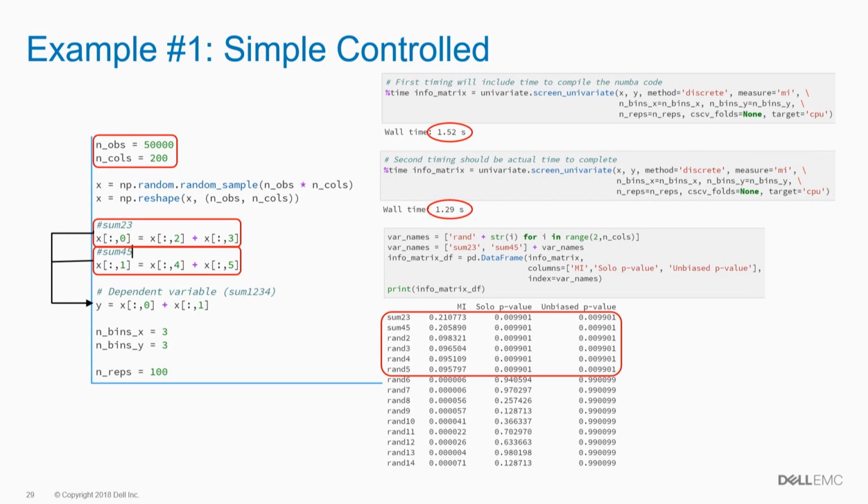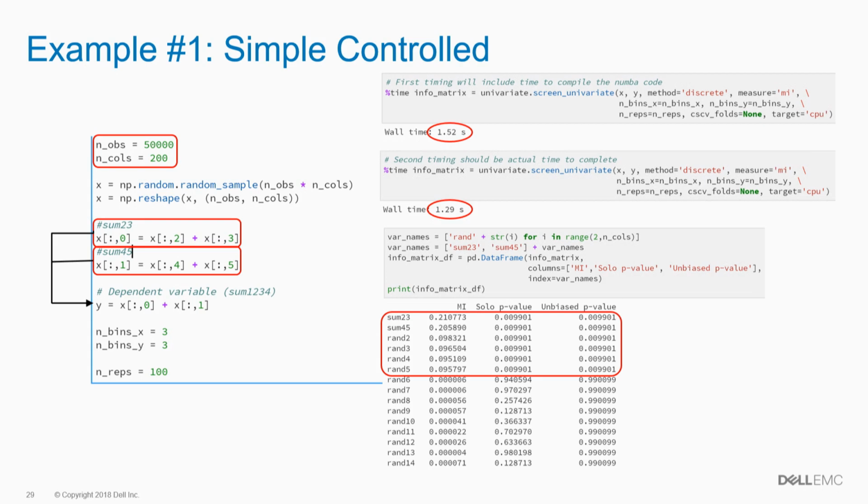Now our solo p-values all show up as the lowest value possible, because included in that solo p-value is the actual information measure itself. And our unbiased p-value shows up as being relevant as well. The one thing that you'll see is that on the unbiased p-value, all of those are extremely high.